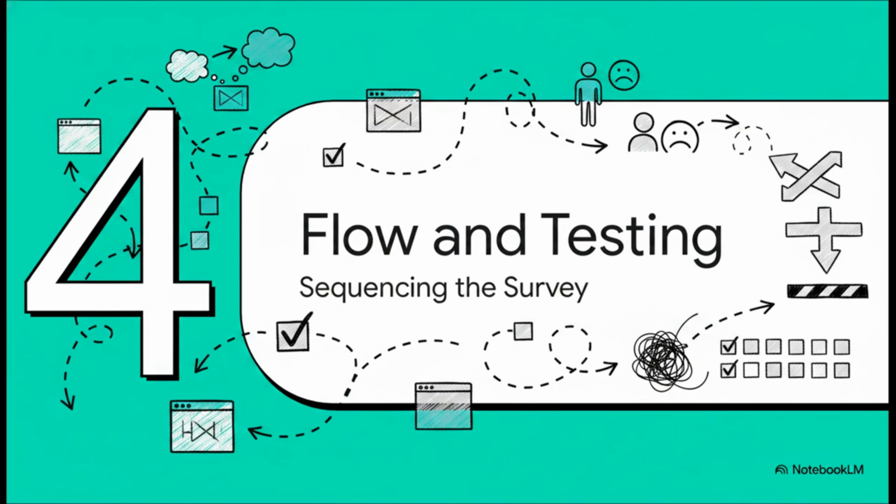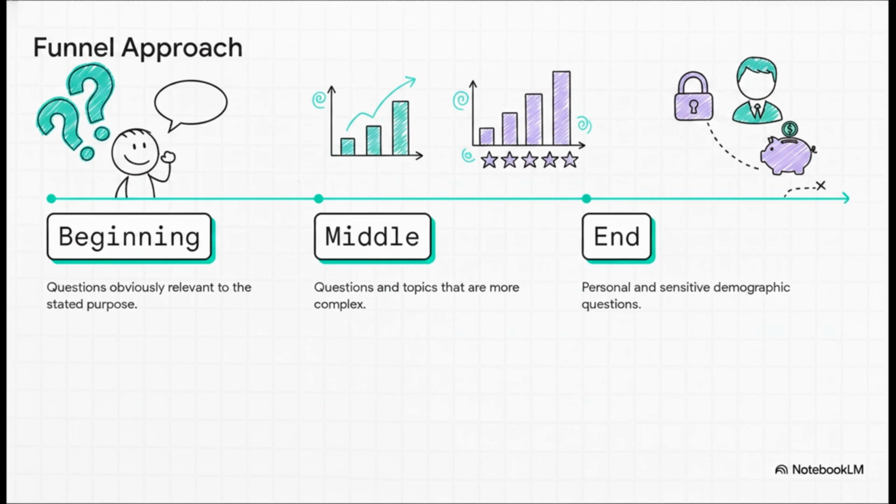Okay, step 4. Flow, length, and testing. Writing the questions is really only half the battle. How we arrange them determines whether people will actually finish the whole thing or just slam the browser window shut. Using a funnel approach is key. We start with simple, broad, easy questions to build confidence. In the middle, once they're engaged but not yet tired, we hit them with the complex rating scales. And finally, we push all the sensitive, personal, demographic stuff to the very end. That way, if someone drops out because they don't want to share their income, hey, you still captured all their amazing attitude data from the middle.